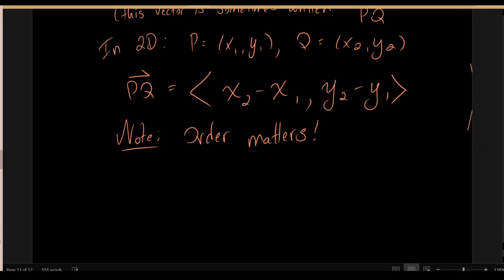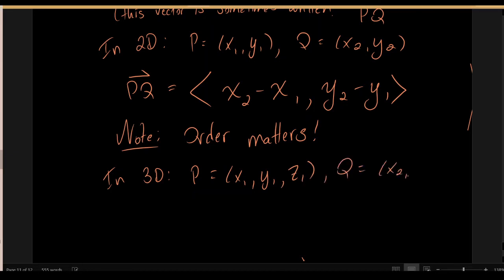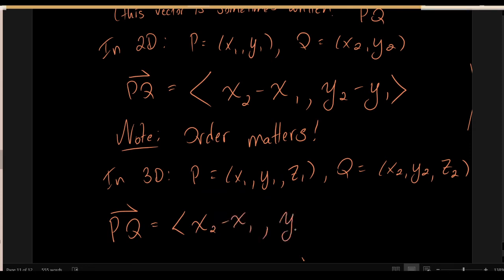In 3 dimensions, the formula is very similar. It extends in a very natural way. In this case, our terminal and initial points also have a z coordinate. And the vector stretching from P toward Q has its x component, terminal minus initial, y component, terminal minus initial, and z component, terminal minus initial. Once again, it's essential to get the order correct.